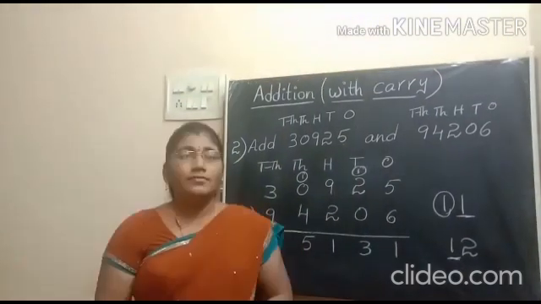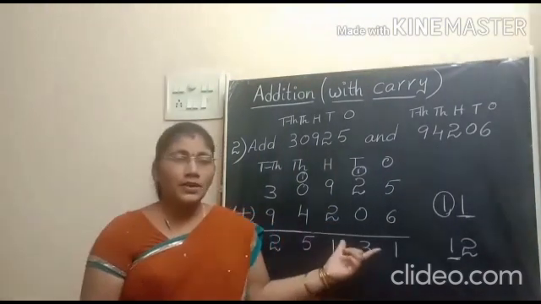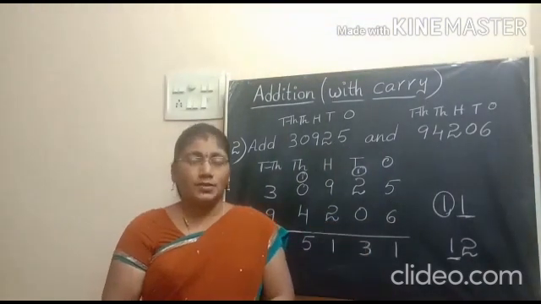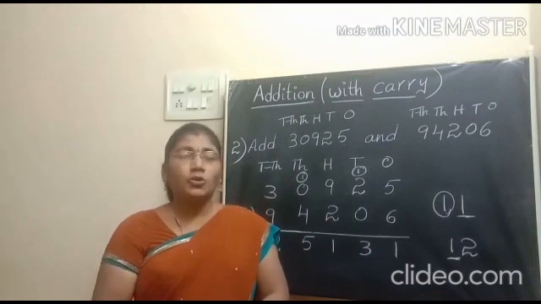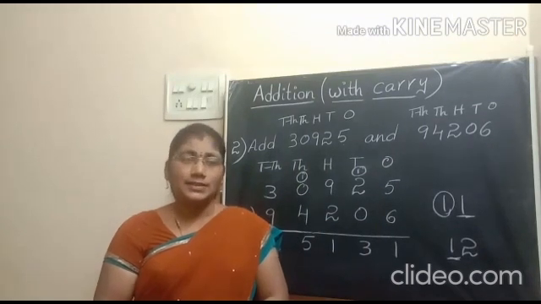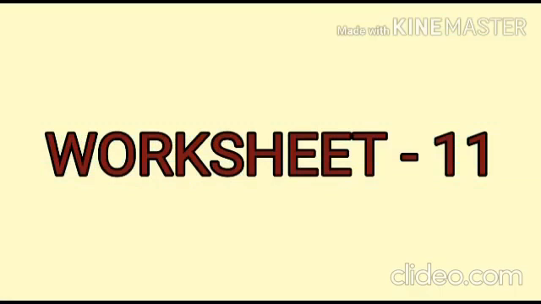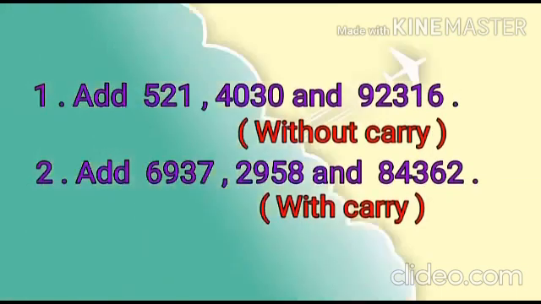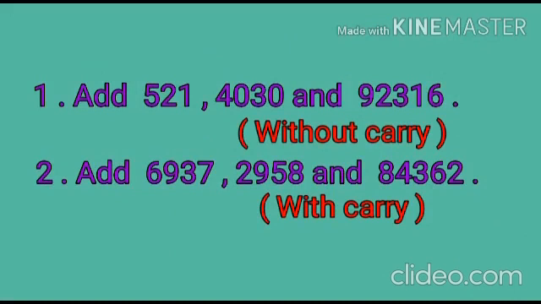Understood, children? Children, have you understood this topic? I hope you understood. Based on these topics, I am going to give one worksheet. Please do that worksheet and get ready for the next class. Take care, children. Let us see the worksheet. Here you have only 2 questions. The first question is addition on 3 numbers without carry. The second question is addition on 3 numbers with carry. So do these additions and get ready for the next class.